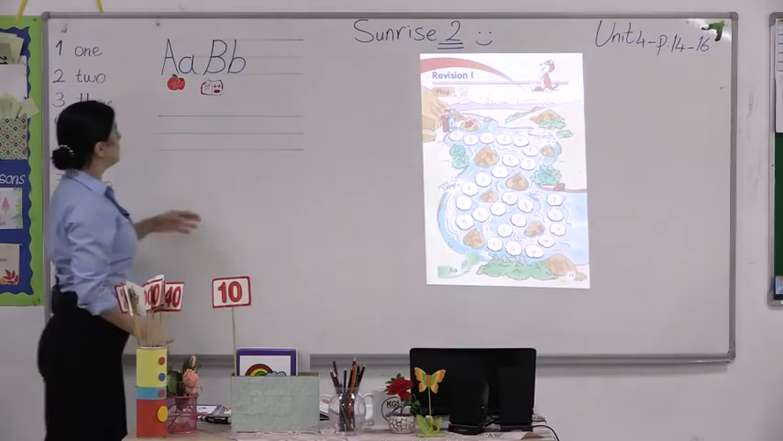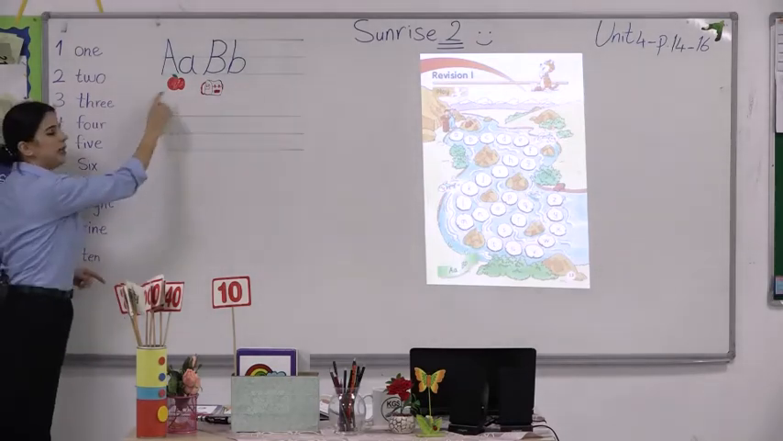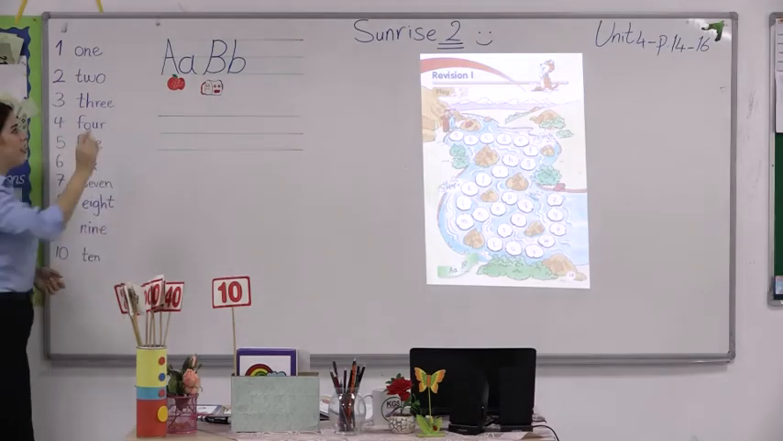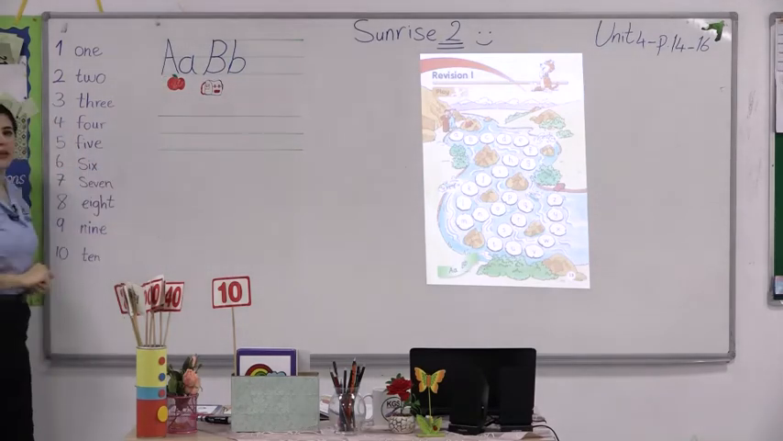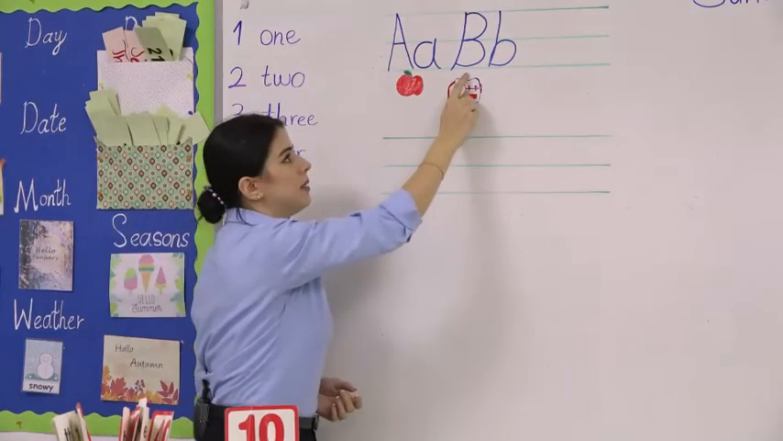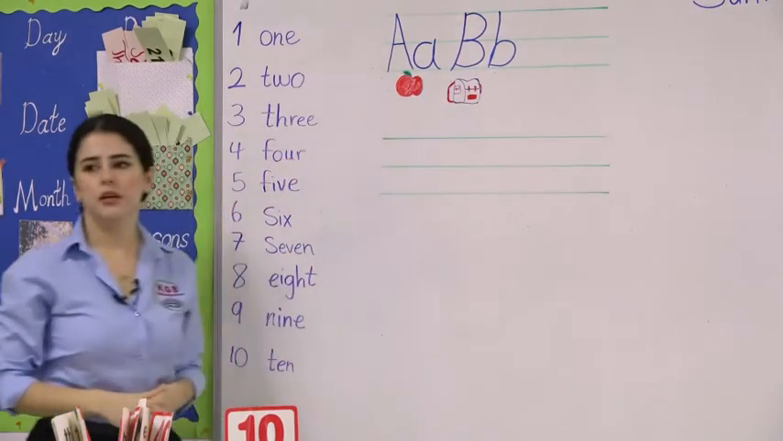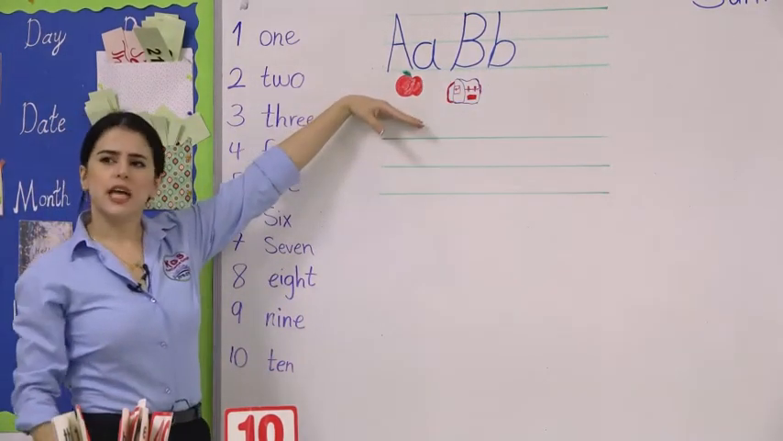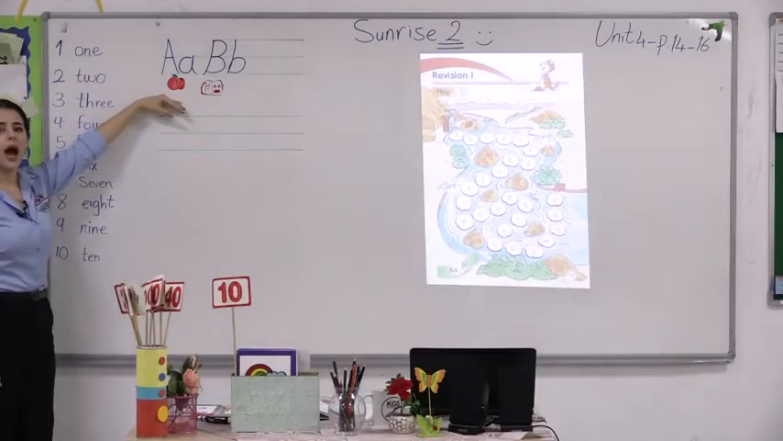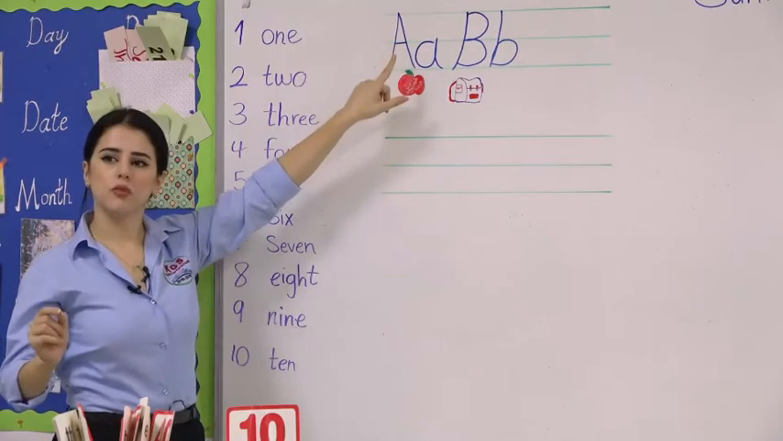But we have studied the first two letters, A and B. We have capital A, lowercase a. Then we have capital B, lowercase b. What is the sound of A? Ah. Both have the same sound.